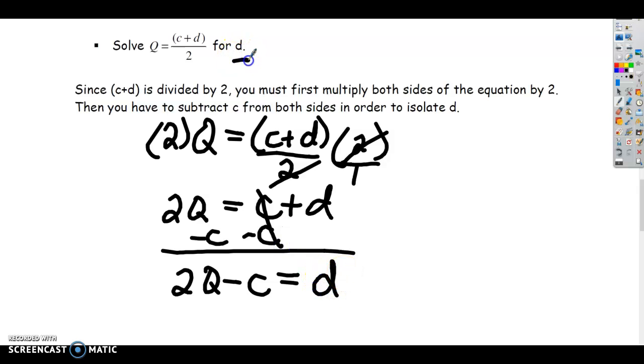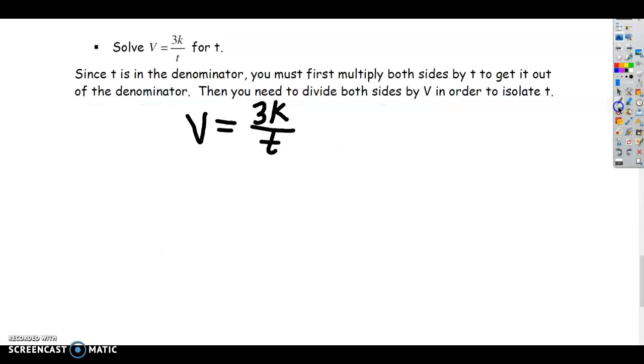C minus c cancels, equals d. And if you come back up here, it says solve for d. So we are finished. Once you isolate or get d by itself, you have finished the process.